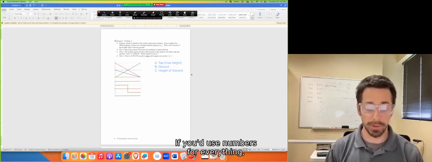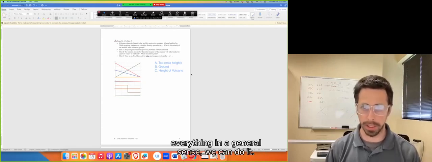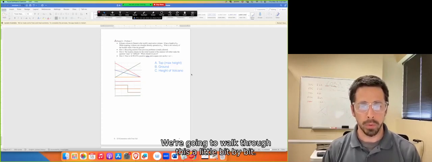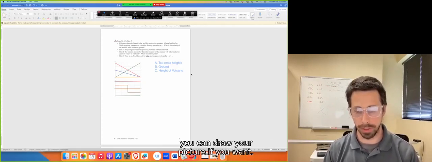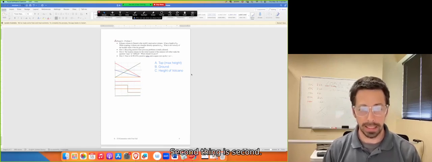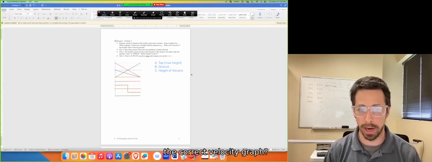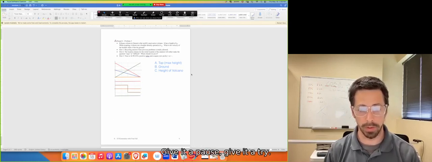If you'd use numbers for everything, you couldn't do this. But since we have solved everything in a general sense, we can do it. All right. We're going to walk through this a little bit by bit. First things first, right? You could draw your picture if you want. Second thing second. Which one of these is going to be the correct velocity graph? The red, the green, the blue, or the orange? Give it a pause, give it a try.